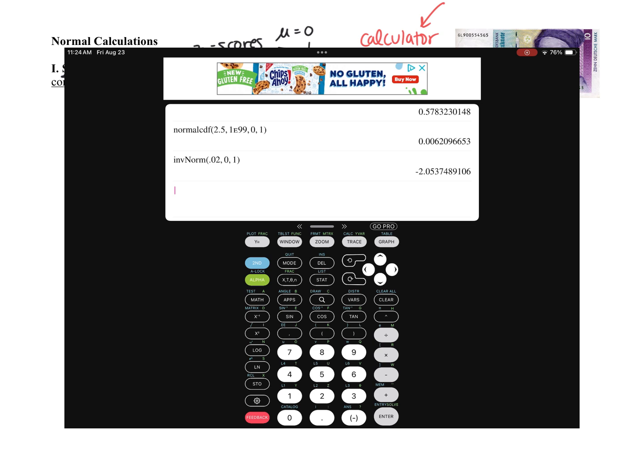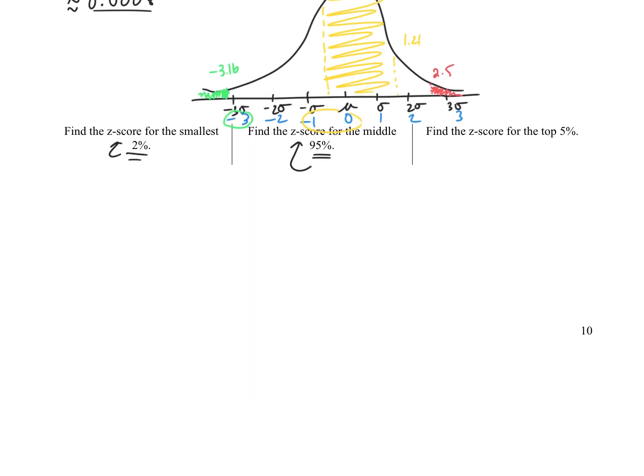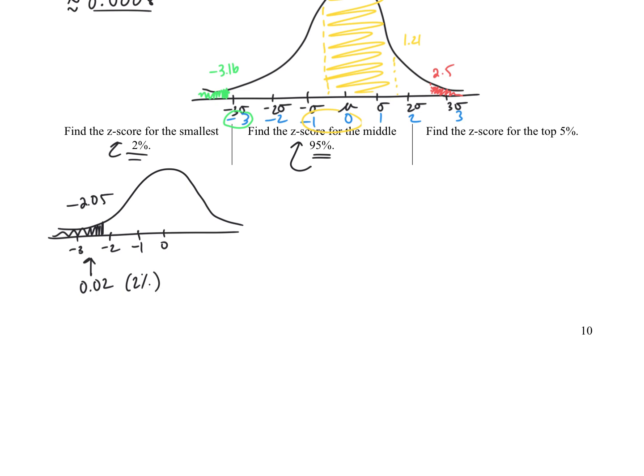So let's draw a picture and make sure we understand what that negative 2.05 means. If we have a normal distribution with a mean of 0 and a standard deviation of 1, negative 2.05 is about here, so that's a z-score, and the area smaller than that is 2%. Okay, so our answer is -2.05. And you might want to write down we used inverse norm.